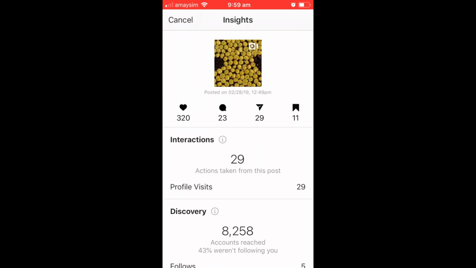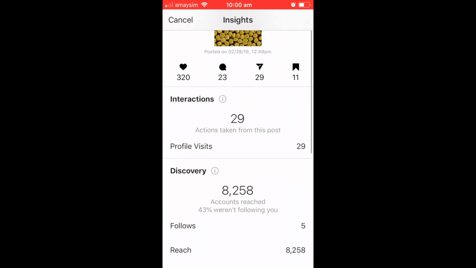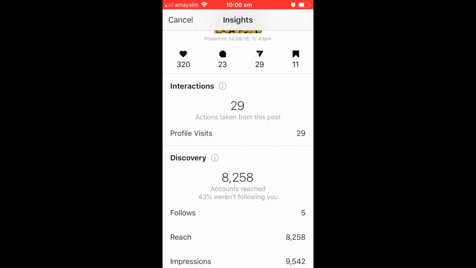Now this is the big one, 29 shares. That's probably what went really well for this post, and 11 people saved it. So that's what those top four icons mean. The number of interactions was 29, and that's just people going from this post to my profile in this case. Sometimes you also see website clicks, or emails, or whatever your calls to action are. They might have clicked on those under interactions.